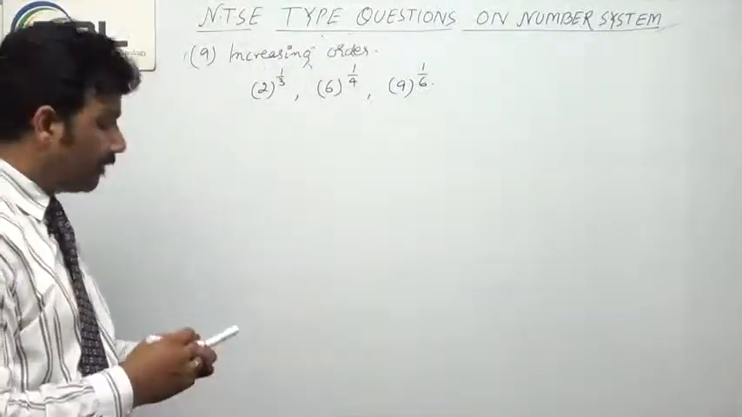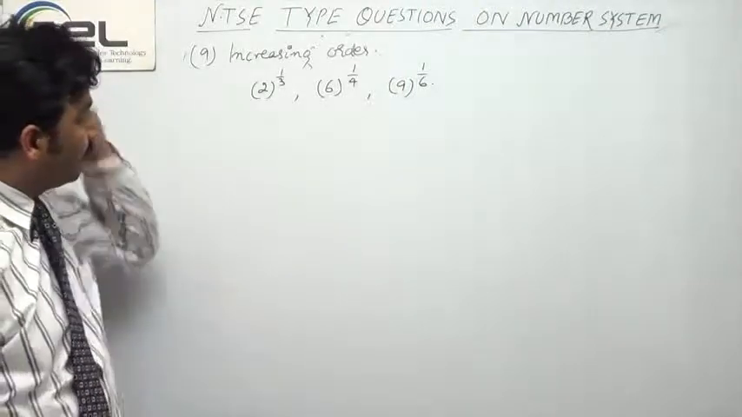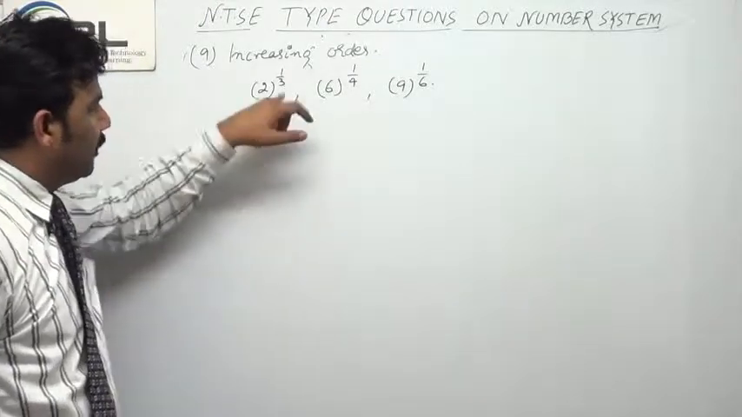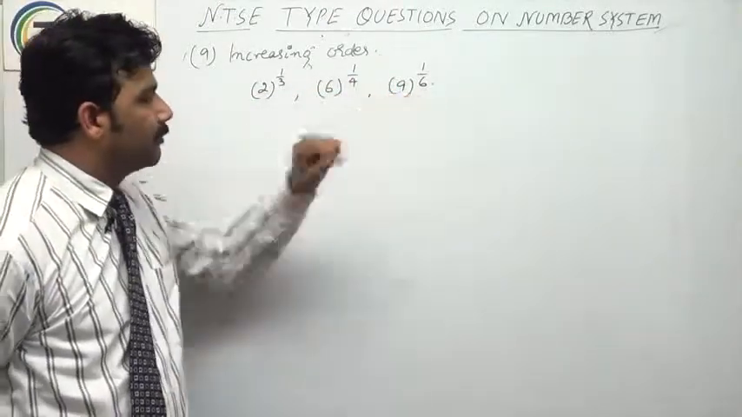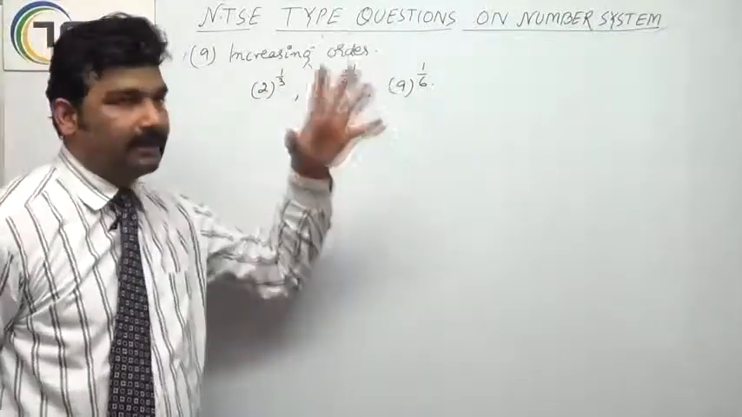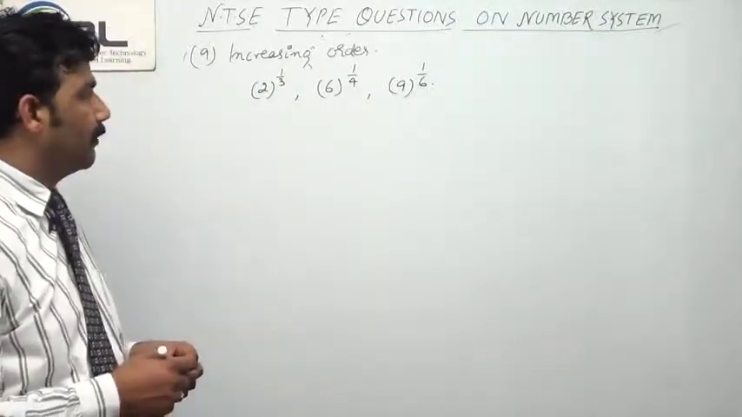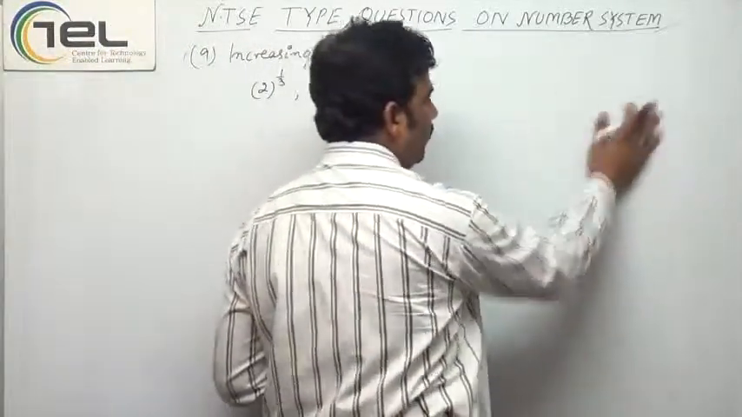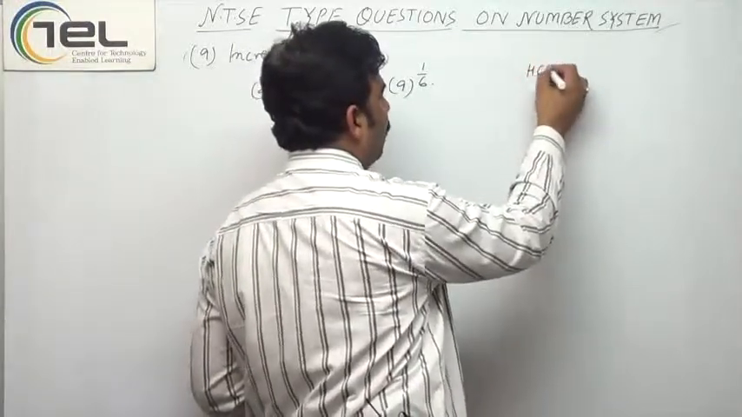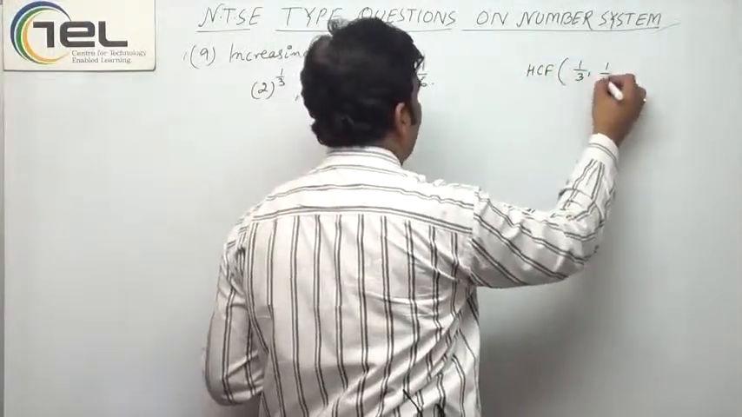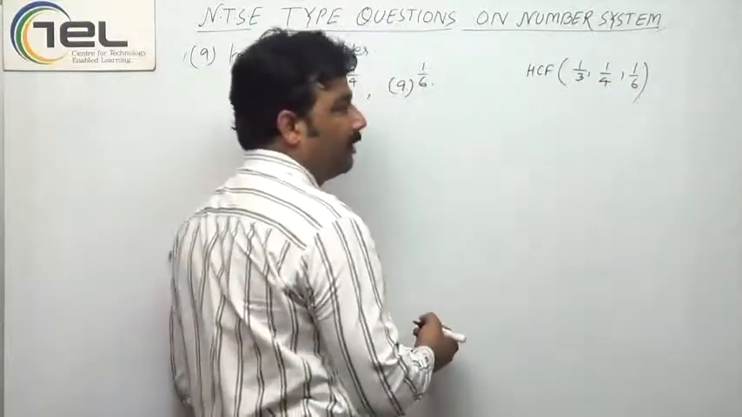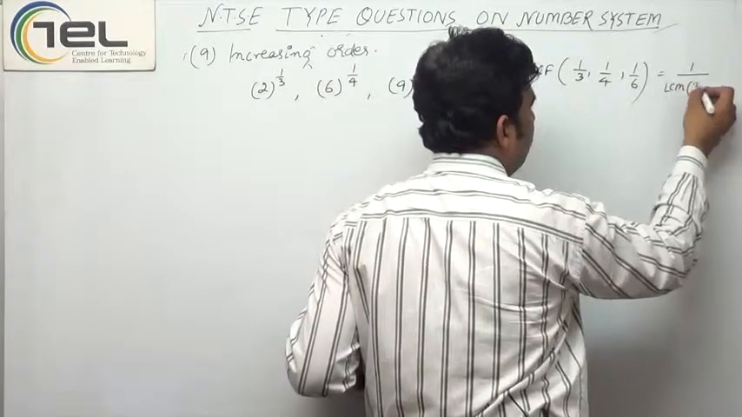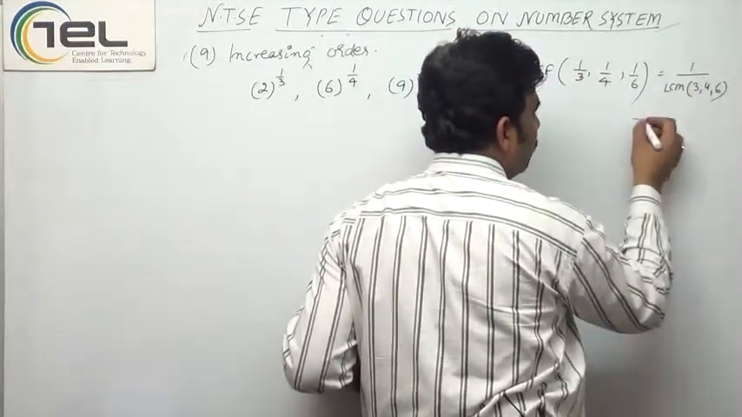For these types of questions, we can't change them easily. So what we do is take the LCM of the denominators 3, 4 and 6. Or you can say, take the HCF of 1 by 3, 1 by 4 and 1 by 6. It is 1 upon the LCM of 3, 4, 6, which is 12. So it is 1 by 12.